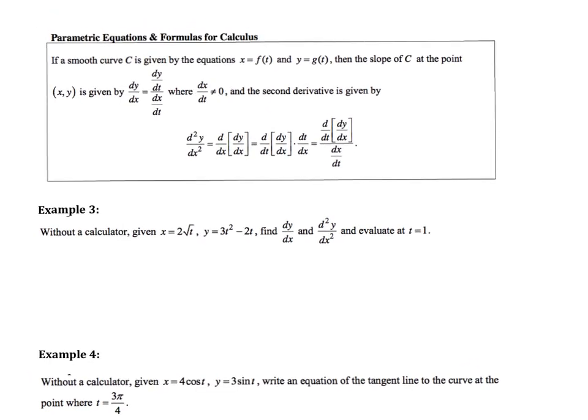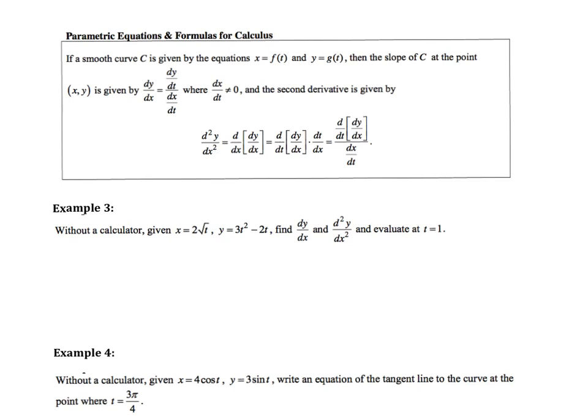Sorry, I'm making this a little bigger. Okay. So the first we have, if a smooth curve C is given by equations x equals f of t and y equals g of t, then the slope of C at the point x, y is given by dy dx equals dy dt over dx dt, where dx dt is not 0. So this right here is my first derivative. I believe that you should have learned that back when you first learned about derivatives. Dy dx, the rate of change of y with respect to x, is just dy dt over dx dt.